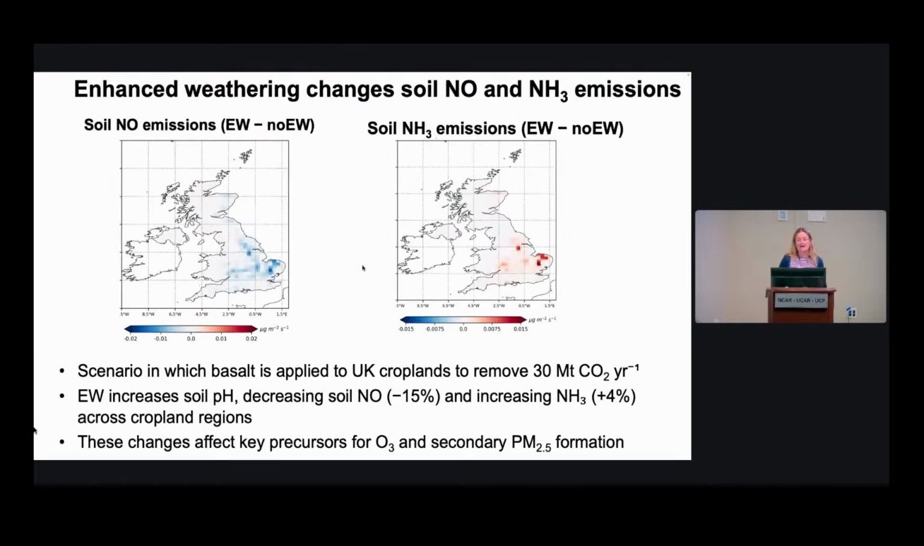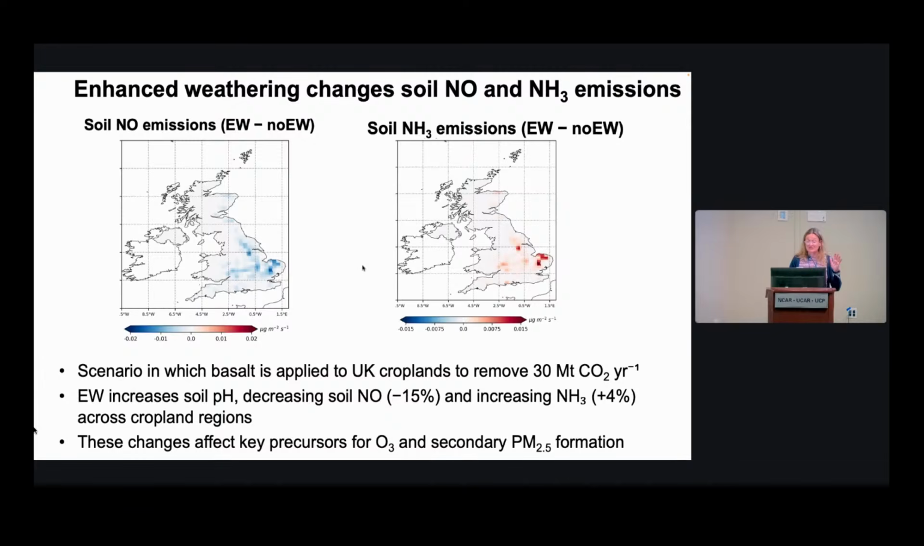So first, one of the things that we look at is the changes in soil nitric oxide and ammonia emissions from basalt applications. In this case, we run a scenario with CLM5 in which we apply basalt to the UK croplands to remove 30 megatons of CO2 per year. To put that into context, it's about 45% of the carbon dioxide that the UK government will need to remove by 2050 to reach net zero. So it's not a massive scenario, but it's not trivial. We are trying to help the UK government remove about 45% of their CO2.